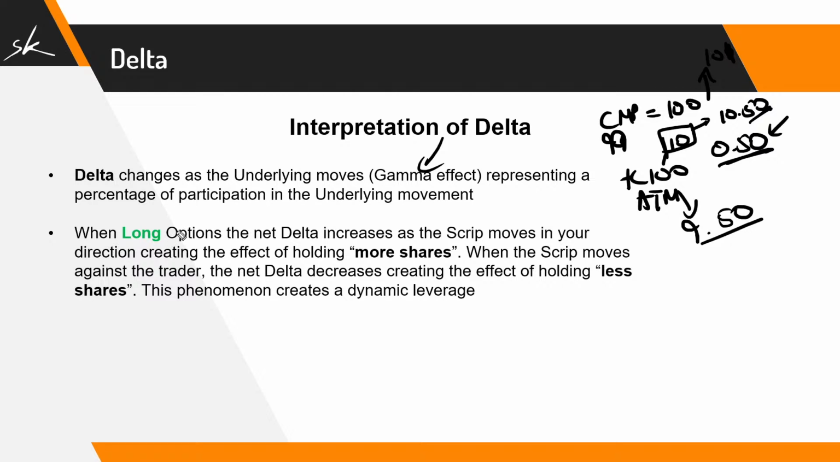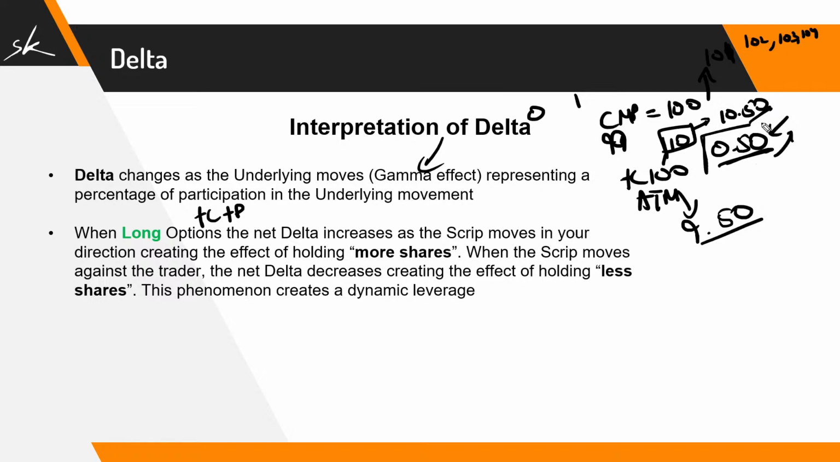Now when we are long options, be that calls or puts, whether you're buying a call or buying a put, the net delta increases as the script is moving in your direction. So the more it starts going in my direction, let's imagine we were at 100, from 100 it goes to 101, 102, then 103, 104, because we talked about that the delta moves from 0 to maximum 1. So from 0.5, it will start increasing to 0.6, 0.7, 0.8, 0.9. So as and when it is moving in your favor, your participation is increasing by every 1 rupee increase.